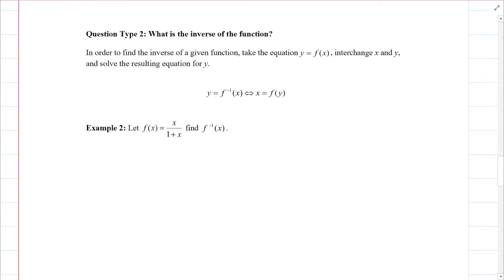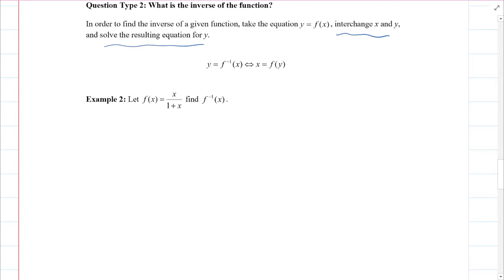The next one is they ask you to actually find the inverse of a function. So they give you the original function, and then they ask you to find f inverse, such as what you see in this example. So the steps are very simple. If they give you a function and ask you for the inverse, you interchange x and y, you solve the equation for the resulting y. So let's do that in this question.